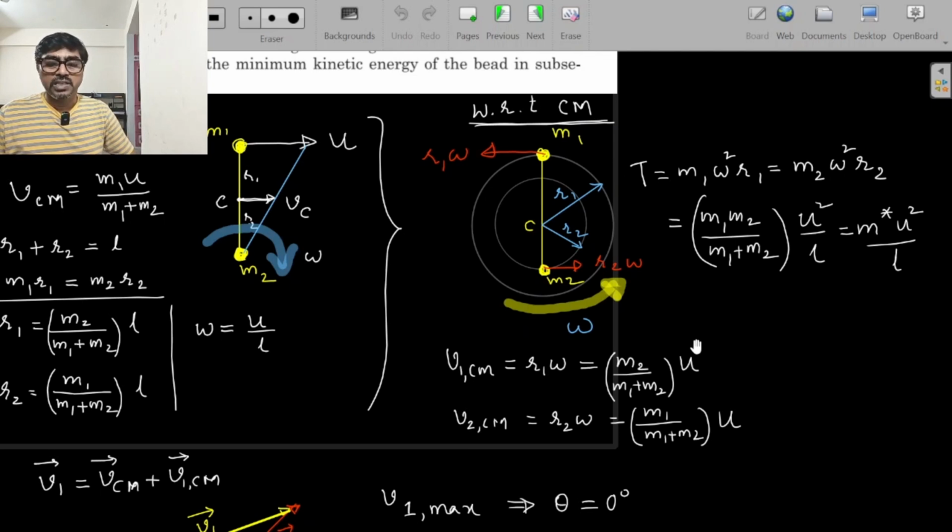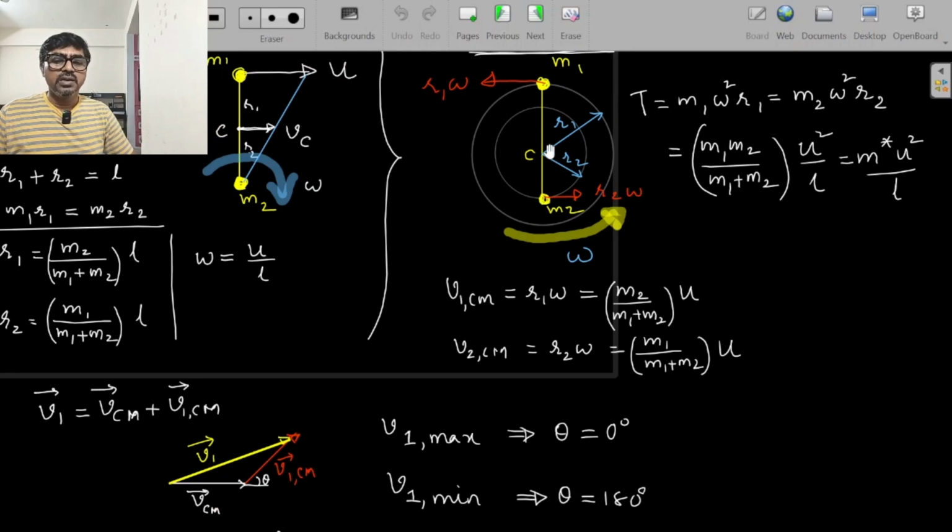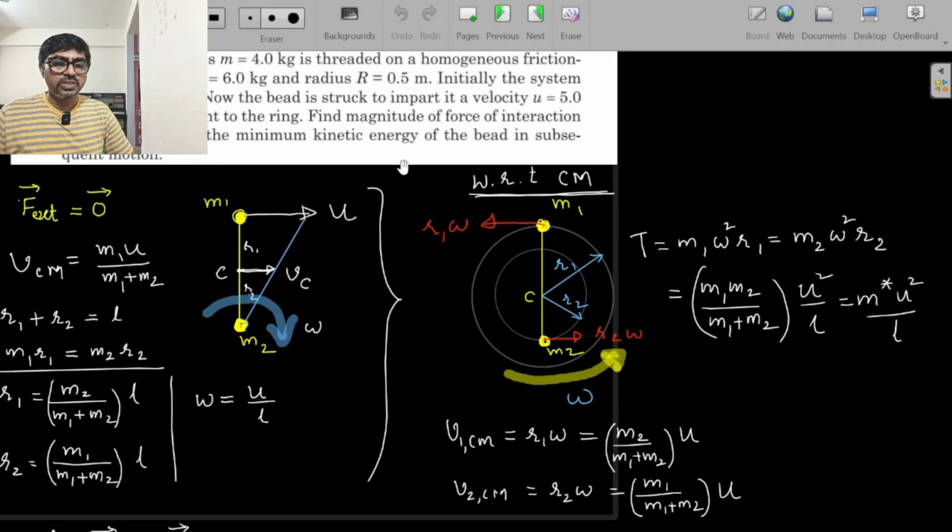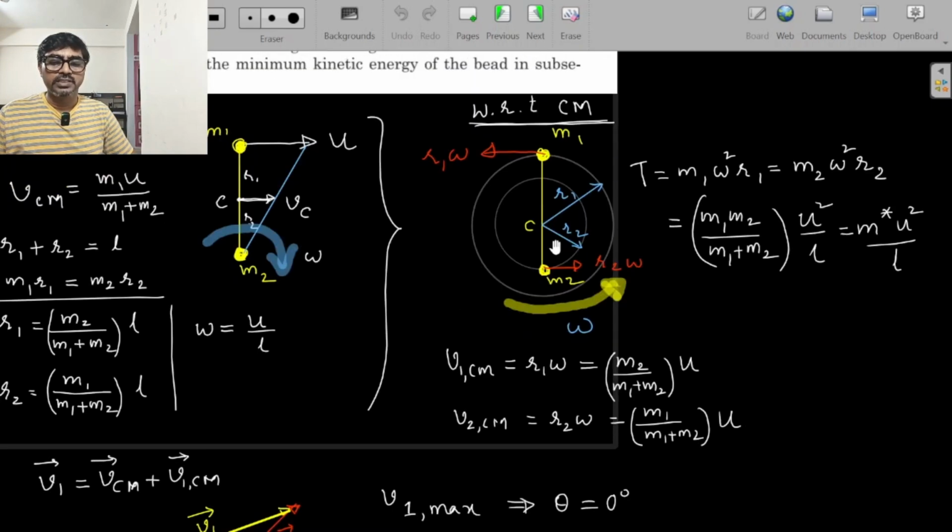Otherwise there will be translation. Translation is not allowed because in the CM frame C is stationary. So they go in concentric circles where C is the common center, and T, the tension force that is created there, is the first thing they are asking: the magnitude of force of interaction, that is the tension here.